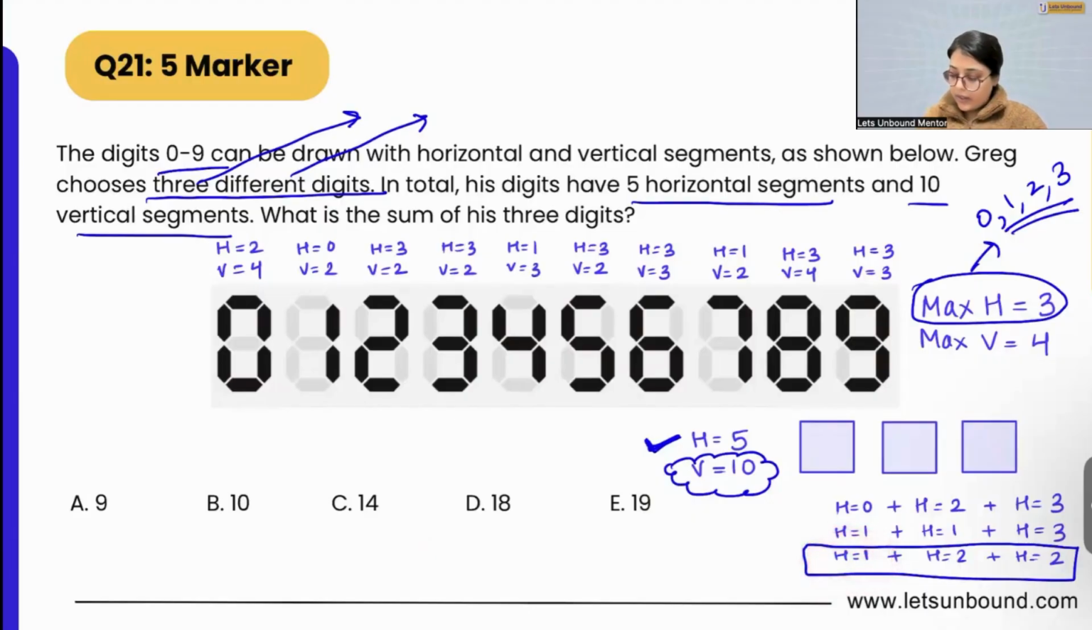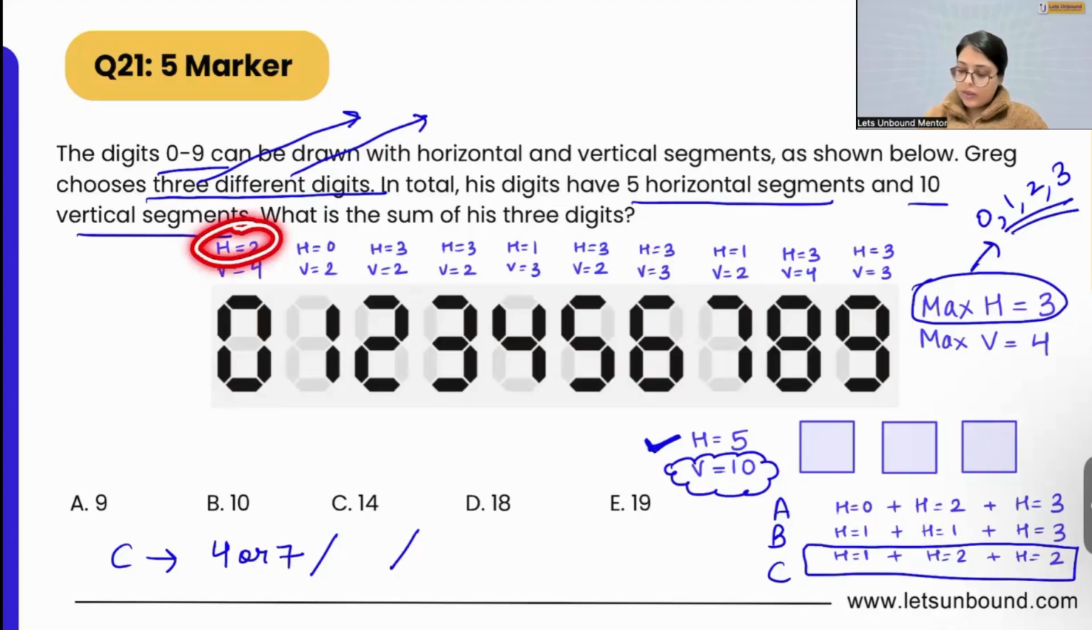Let me write it here. These are the three cases. Let me take A, B, C. So I'm checking for the C part. The first one could be 4 or 7. The second digit could be H2. So H2, you can see I have digit 0 with H2. Anybody else? No. So only 0 is the possibility for the digit. And the third one is H2 again. So H2, there is only one possibility, that is 0.